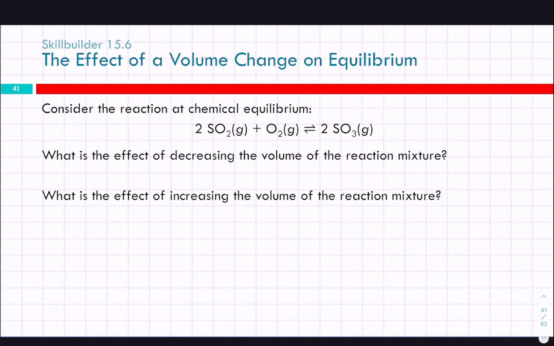The product has, so really you can just add up the coefficients. So here we have 2 on the products, and 2 plus 1 would have 3 in the reactants. So we have more moles of gas in our reactants. So if we increase pressure, we have more moles of gas in the reactants. Which way does the reaction shift?